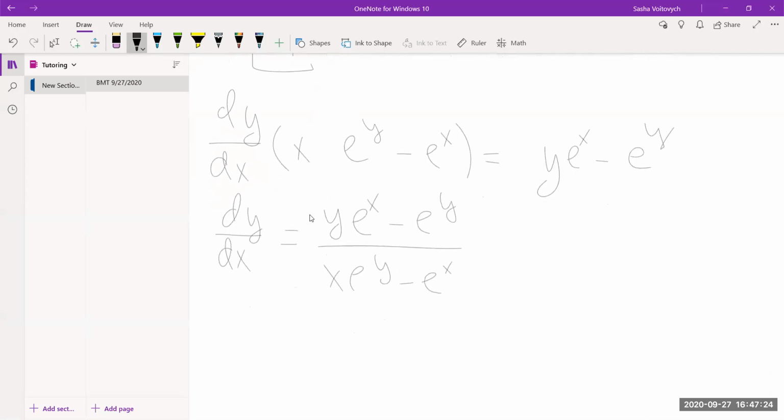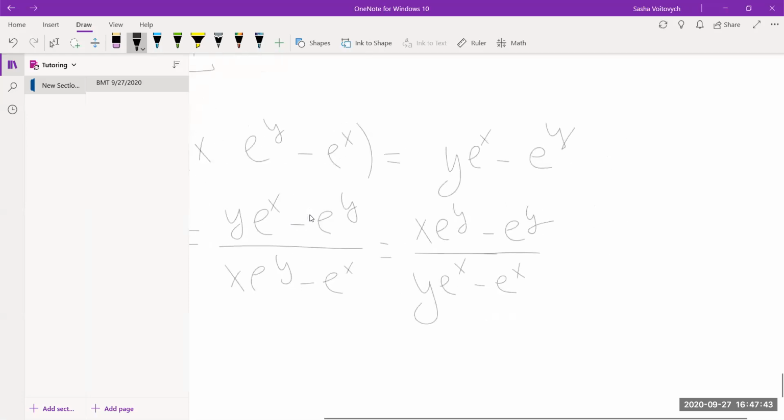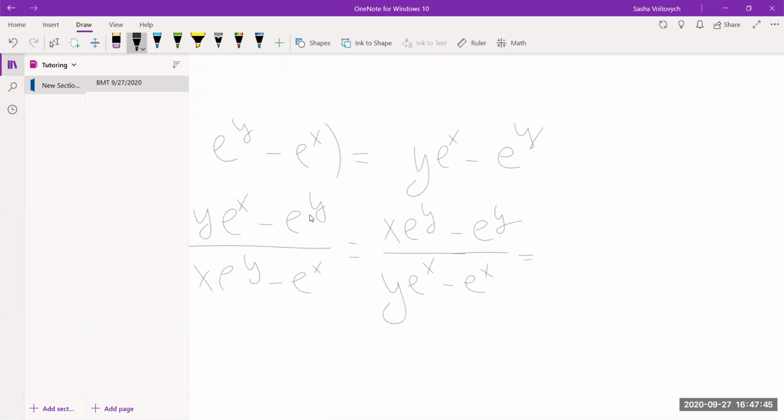Okay, so we know that y e^x is equal to x e^y. So this is just (x e^y - e^y) / (y e^x - e^x). So the thing is, we can factor out e^y in the numerator and e^x in the denominator, and we get something of this form.